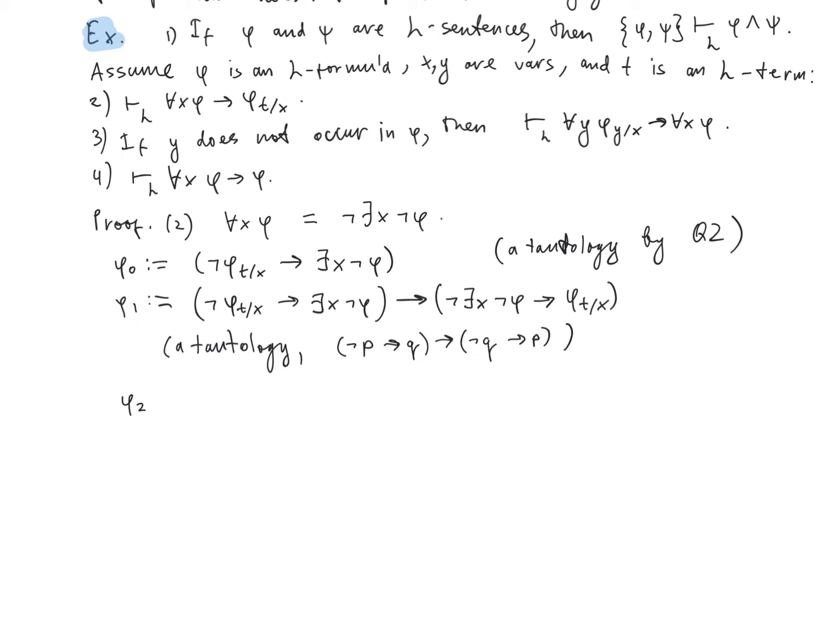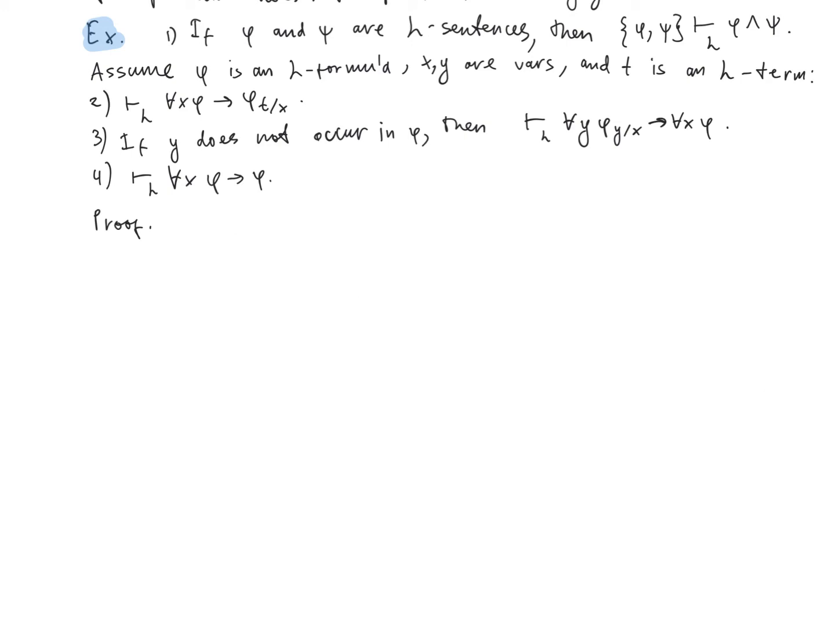And finally, phi 2 equals the formula for all x phi implies phi with t substituted in the place of x, which we obtain by the modus ponens rule applied to the formulas phi 0 and phi 1. Let us provide a formal proof for 3.